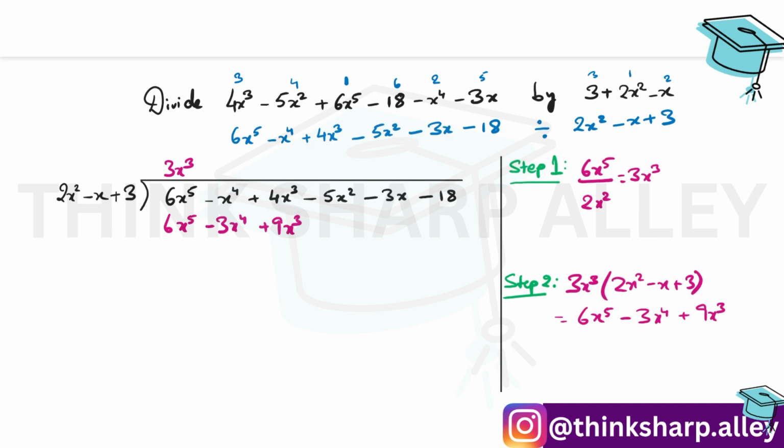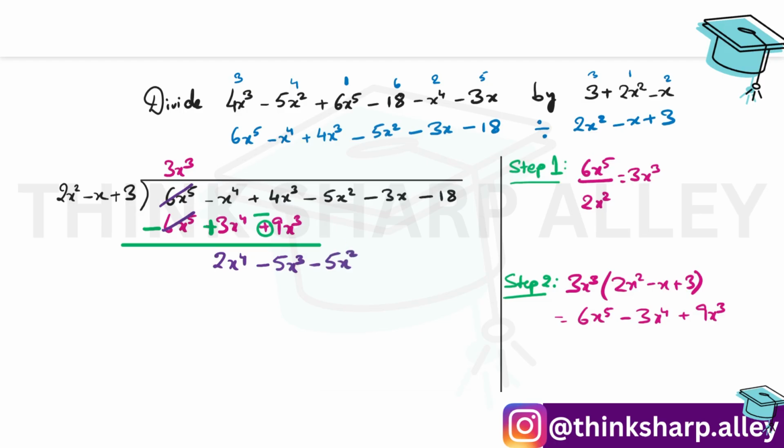So the sign of the second expression changes throughout. For example, this becomes minus, this becomes plus, and this plus becomes minus. These two get cancelled. Now plus 3 minus 1 is plus 2x to the power 4. Here minus 9 plus 4 is minus 5x cubed. And then the next number down, which is minus 5x squared.